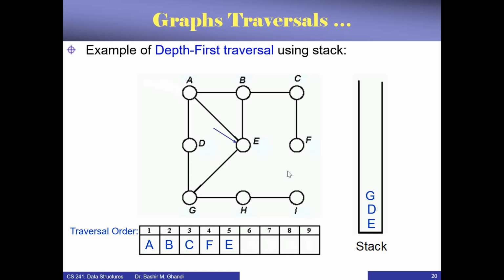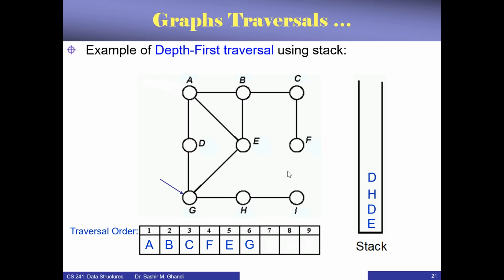So we're going to push G onto the stack, and then repeat the loop. So we pop G, visit it, and make it our next active vertex. Is there any adjacent vertex of G not yet visited? Yes, there is D and there is also H. So push them in reverse order, H first, followed by D.